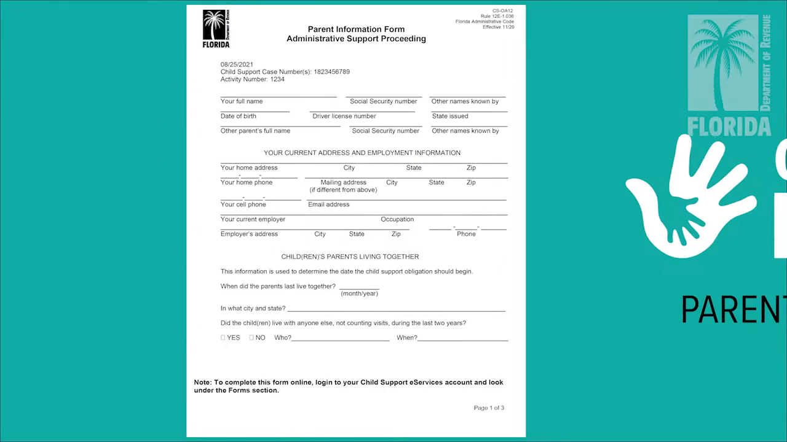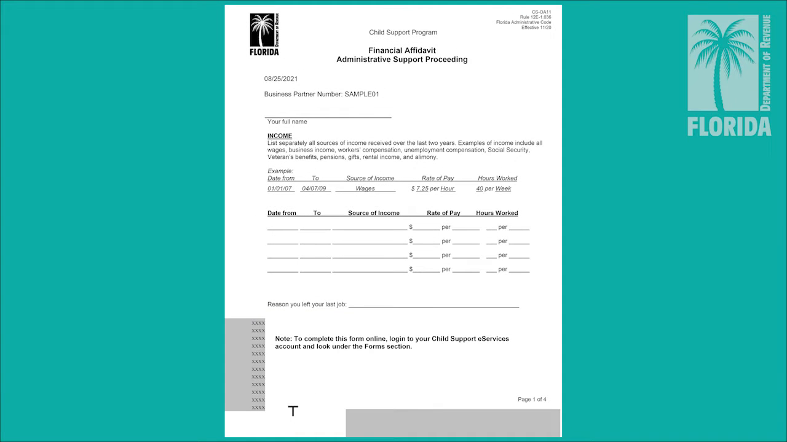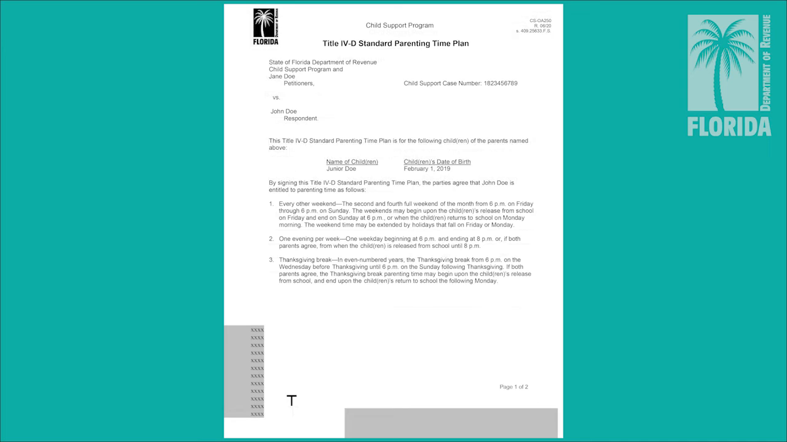We use this form to obtain information from both parents. We will use the information provided to prepare a proposed order when establishing or changing a support order. You may also have received the Financial Affidavit or Title 4D Standard Parenting Time Plan forms along with this one.